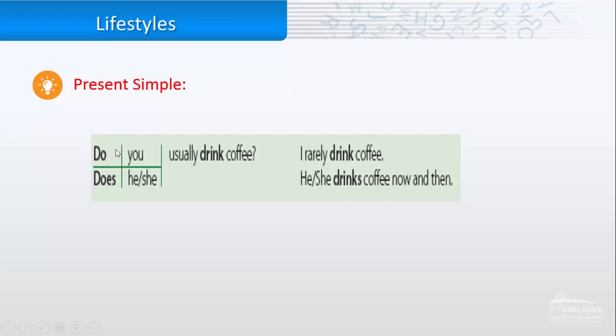If we want to form a question, we start with do or does, then the subject, then usually, then the verb, then the object. For example, I rarely drink coffee. Because of I, we add nothing to the verb. He or she drinks coffee now and then. Because of he or she, we add s to the verb.